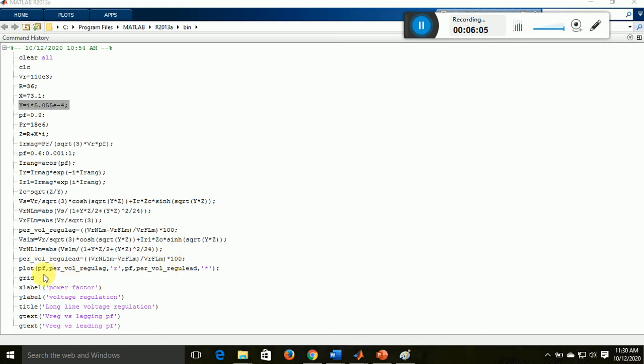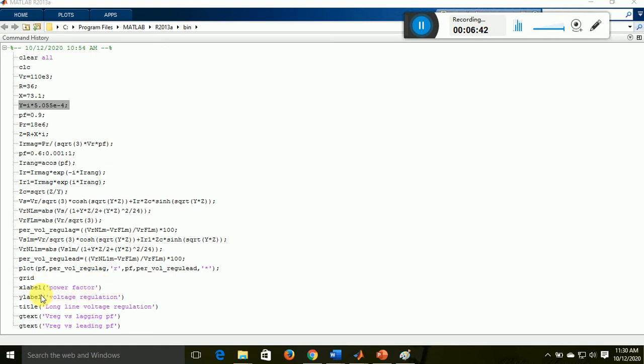So plot means we will get this characteristic in terms of a plot once we run this program. The plot that we get is PF versus percentage voltage regulation. This is the method by which we can feed the data for the MATLAB programming for the long transmission system, and the labels which will be plotted on the graph are set with xlabel. After we run the program, these are the labels that will be plotted on the graph.